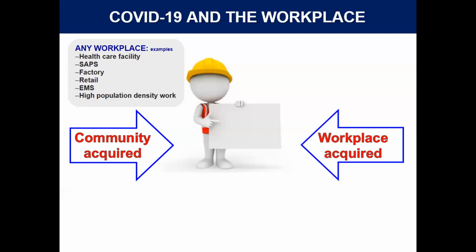Which workplaces are affected? Any workplace is affected. These are just some examples on the screen. Healthcare facilities, South African Police Service, factories, retail workers, emergency medical services. Any workspace with high population density is particularly at risk, but that does not rule out areas where there is low density. So it is important to assess what is the risk in different workplaces.